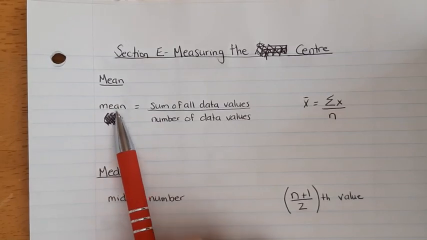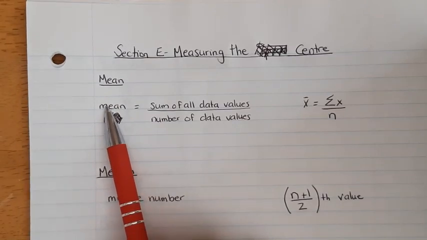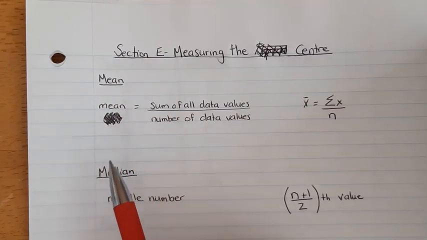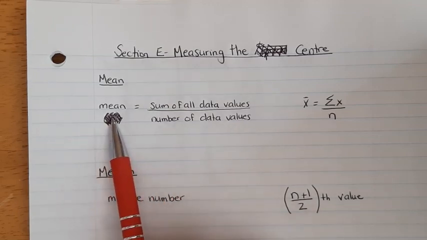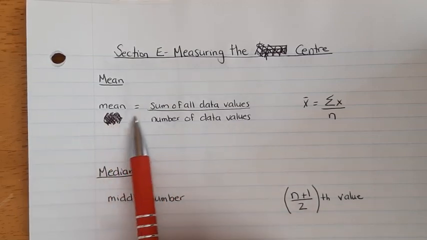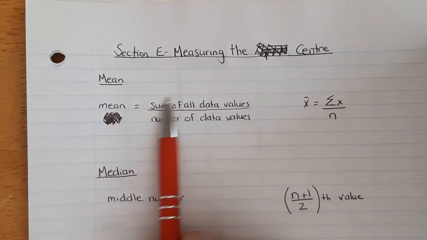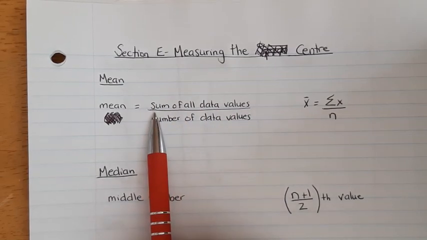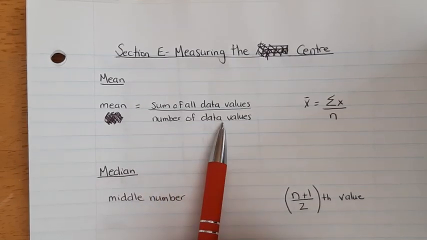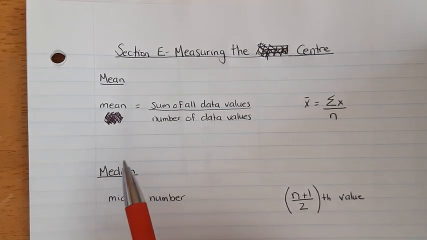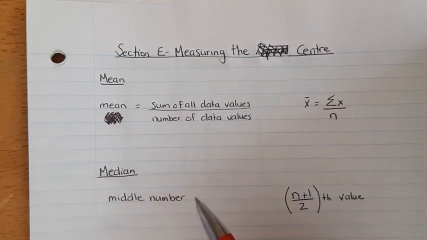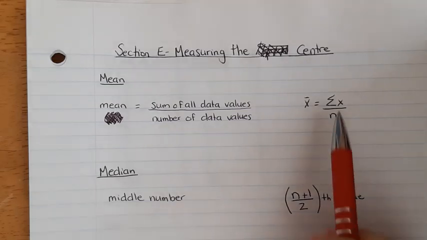So the mean is the one that you're probably already familiar with. It is the average, the mathematical average. And so it's a calculation where you take the sum of all the data values. Remember, sum meaning addition. So add up all the data values that you have, divide by the number of data values that there are. So that will give you a number that is not necessarily part of the data set, but it is a number that will give you a mathematical average.